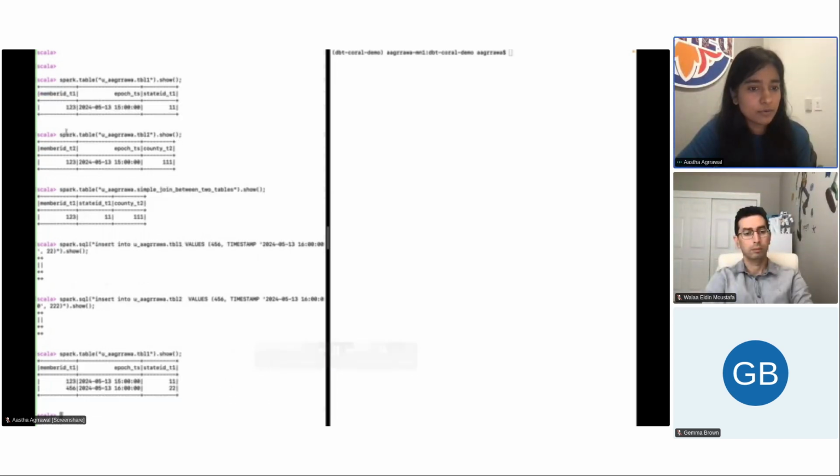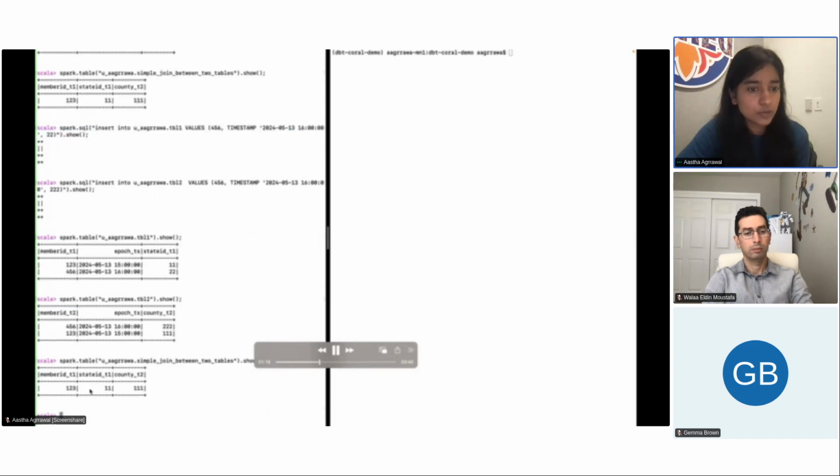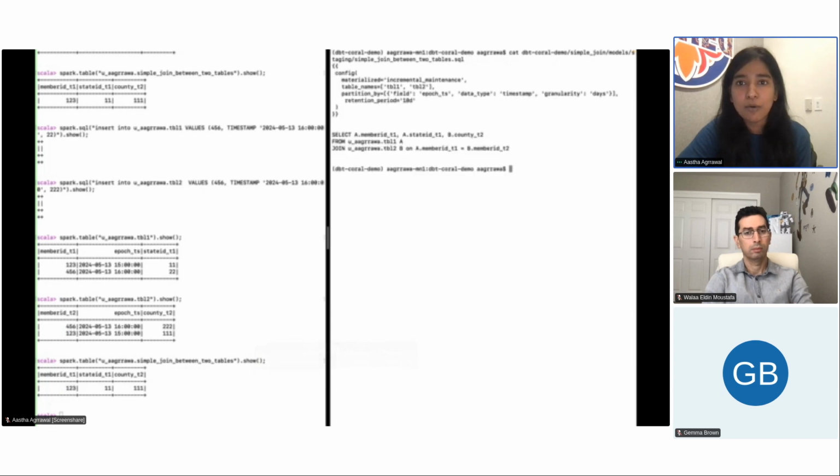So let's query both of our tables to just validate the current state of the tables. So our TBL1 and TBL2 both have two records with two member IDs, 123 and 456. And we see in the output table, we only have one record for the member ID 123. So on the right-hand side, now let's look at our model, which has been defined using the incremental maintenance expected user experience and the SQL that we want to execute, which is the join between table 1 and table 2 on the member ID field.